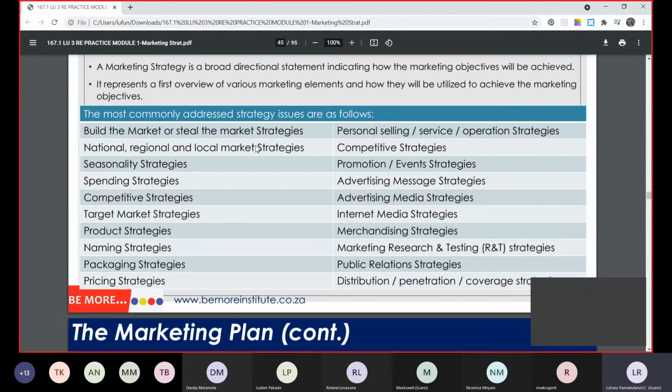Okay, so we'll touch on some of these strategies. Your promotions or event strategies, advertising media strategies, public relations strategies, and yeah. Any question so far? Any question? Anyone who wants to add something?